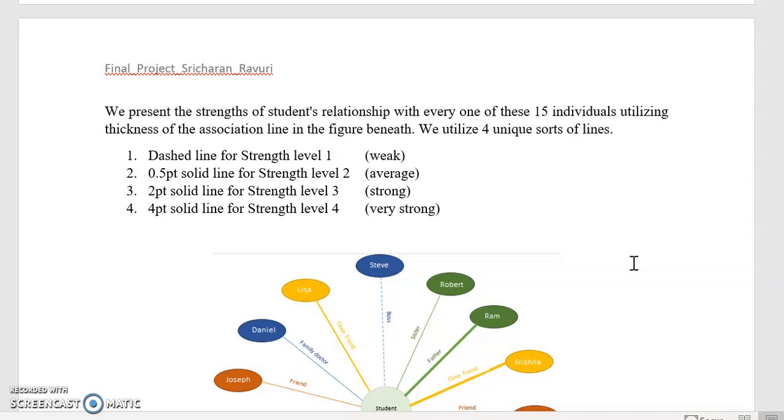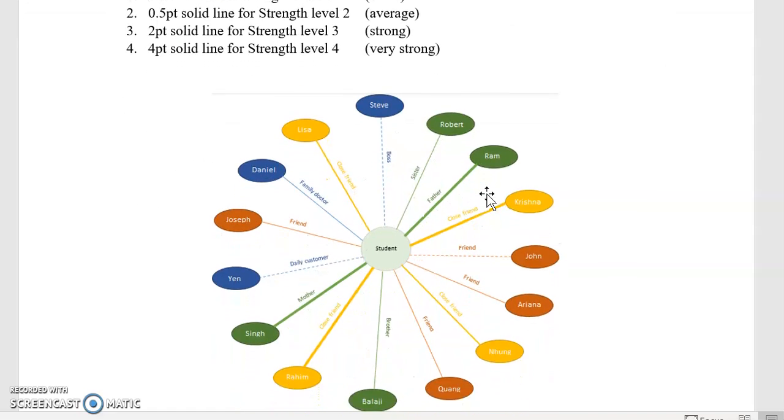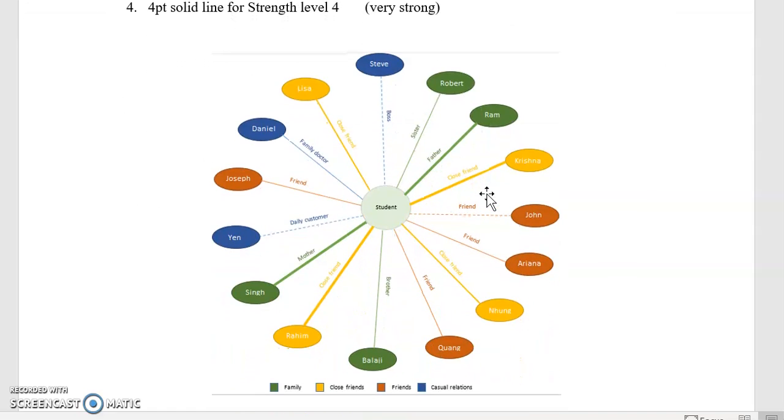You can notice that the dashed line is level 1 which is weak, 0.5 point solid line for strength 2 is average, 2 point solid line for strength 3 which is strong, and 4 point solid line for strength 4 is very strong. So here is the visualization which we have created.